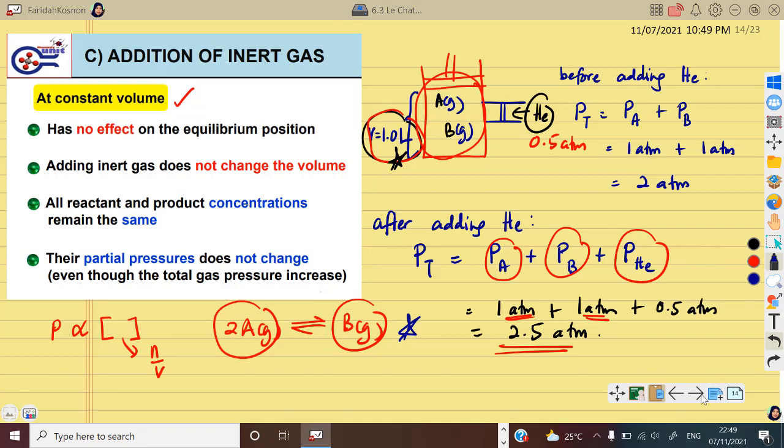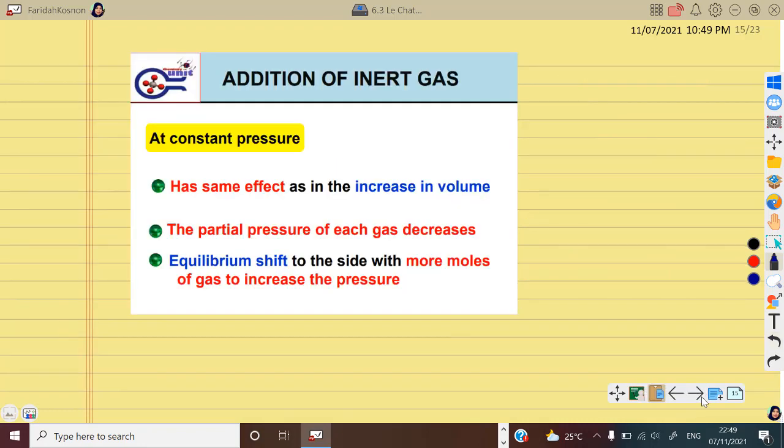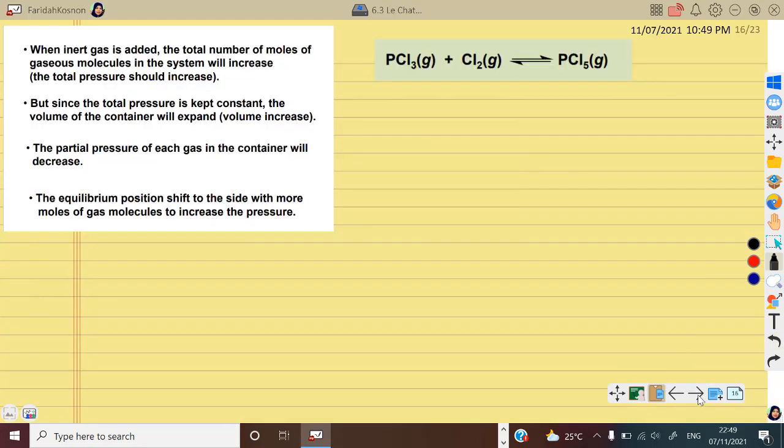Okay, kita tengok satu lagi contoh. Addition of inert gas at constant pressure. So if you add, ataupun kita disturb the system by adding inert gas at constant pressure, pada constant pressure ni, you tengok kat sini, it has the same effect as an increase in volume. Maksudnya, dia akan memberikan kesan yang sama macam kita increase volume bekas tadi. The partial pressure of each gas decreases and equilibrium shifts to the side with more moles of gas to increase the pressure.